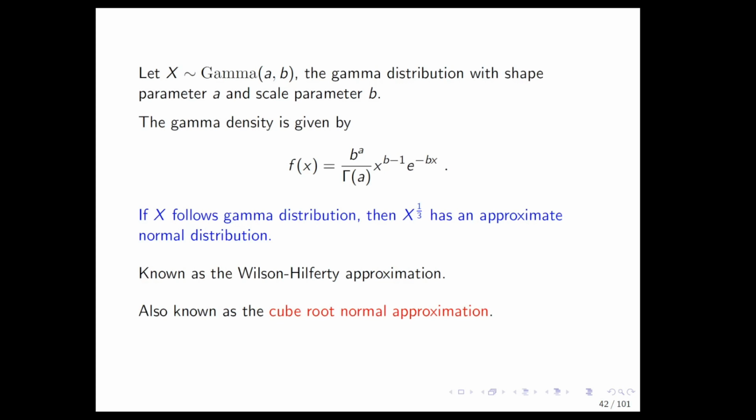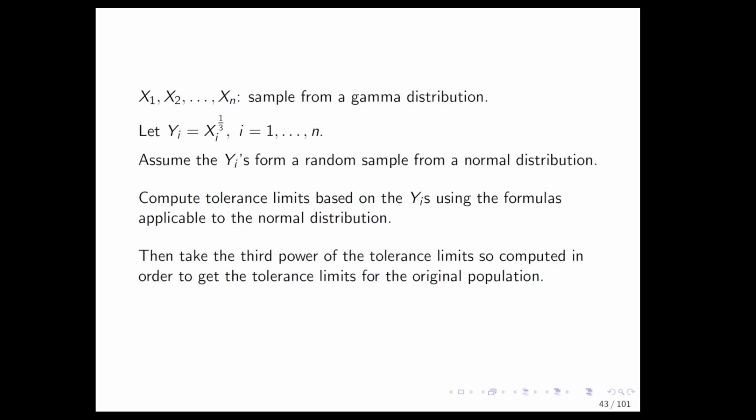So in order to compute a tolerance interval for the gamma, here is a simple recipe. I have my data. You take the cube root of the data, then pretend you have sampled from a normal distribution, apply normal distribution formulas, compute the tolerance interval, and in the end, take the third power. So we are done. Very simple. That is what is mentioned here. I have my sample from the gamma, take the cube root, pretend the cube roots, the yi, are a sample from the normal, compute the tolerance limit, upper, lower, two-sided, whatever you want, based on the normal distribution formulas, which we just discussed earlier. Then in the end, take the third power.